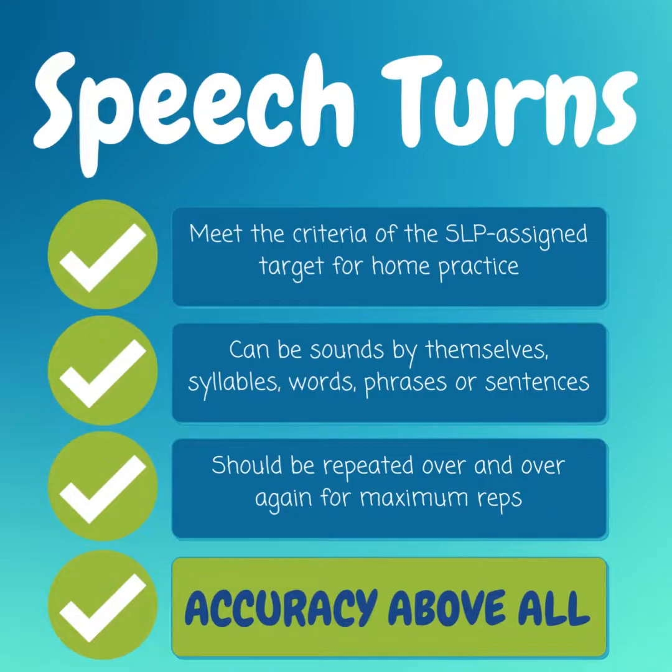Always remember, speech turns must meet the criteria of the SLP assigned target for home practice. If you don't know what that is, check in with your child's SLP. They can be sounds by themselves, they can be syllables, words, phrases, or sentences. They should be repeated over and over again to get maximum reps so that you're actually getting some effective practice in, and accuracy above all. If what your child is saying when you're practicing is not correct and doesn't sound like the target, and you're correcting them most of the time because it's wrong, then you need to change the activity, you need to change your expectations, speak to your child's SLP and find out what you need to do, but don't continue to practice in those situations.